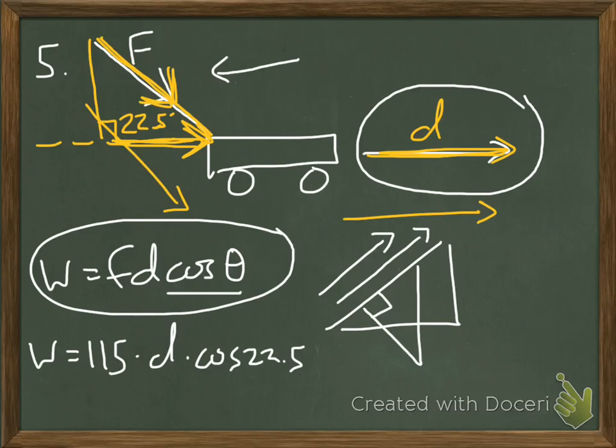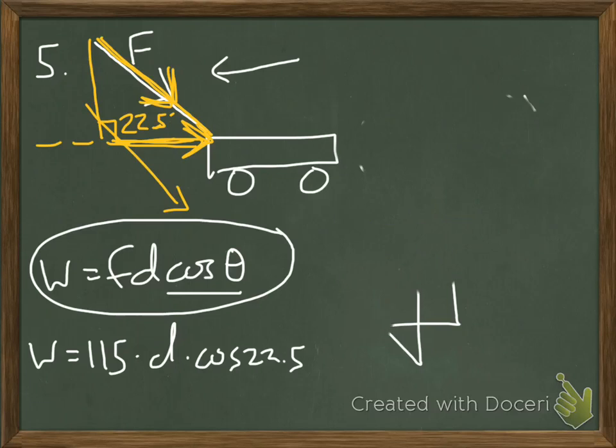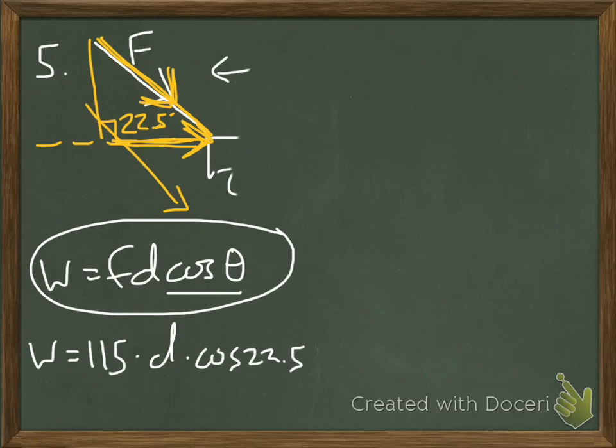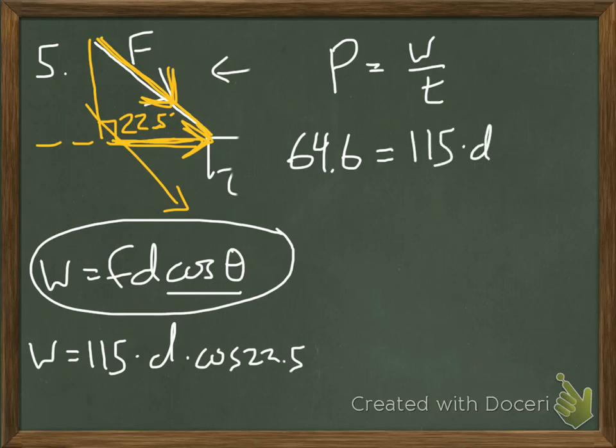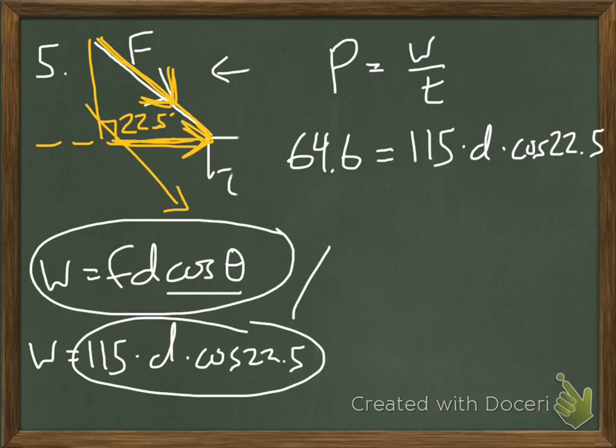But we're not done yet. In this case, they want us to use the power equation as well. Let me make some room over here. Let me go ahead and solve this. We know the power is equal to work divided by time. The power is given at 64.6 watts. The work we have just discovered, that would be 115 times whatever distance times cosine of 22.5. All I did was just take it from right here and plug it in for work.